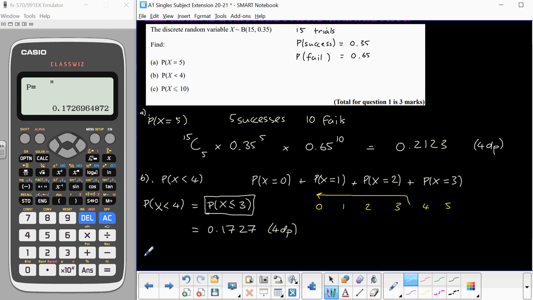So we'll move on to part C. What's the probability that x is less than or equal to 10? Okay, so a quick check. This already says less than or equal to, so I can go straight to the calculator and type in what I need.